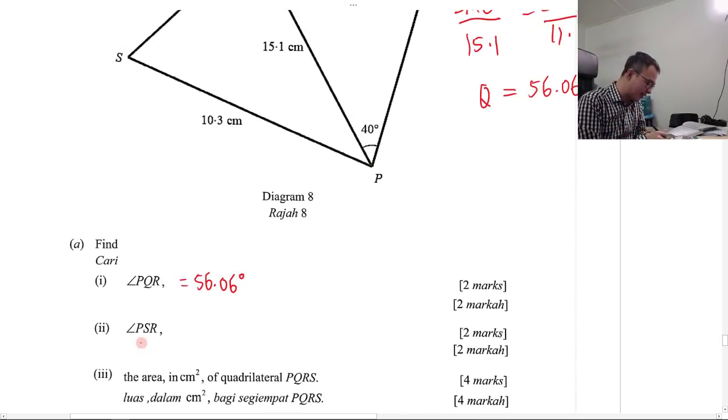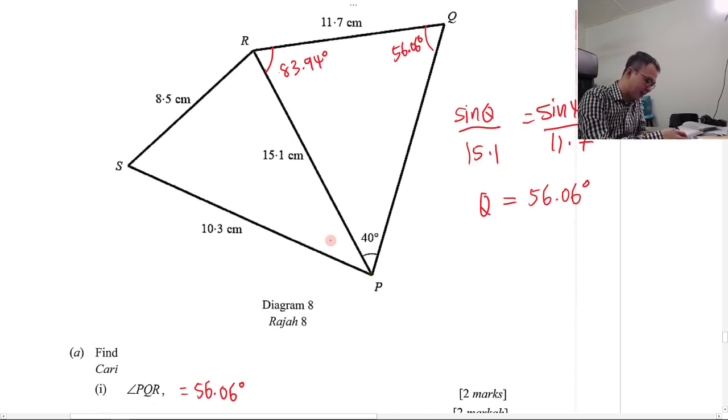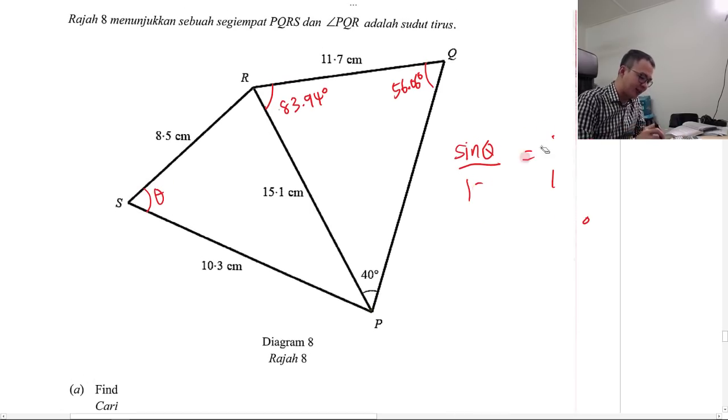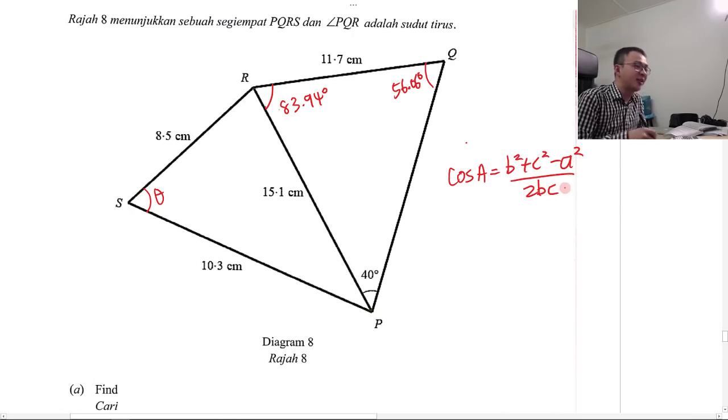The second thing, they ask us to find the angle PSR. They ask you to find this angle. In order to find this angle, we know this triangle has three sides with no angle. When you have three sides with no angle, use the cosine rule. I recommend you remember this cosine rule: cos A equals B squared plus C squared minus A squared over 2BC. We use this cosine rule when we have three sides with no angle, and we want to find one of the angles in the triangle.